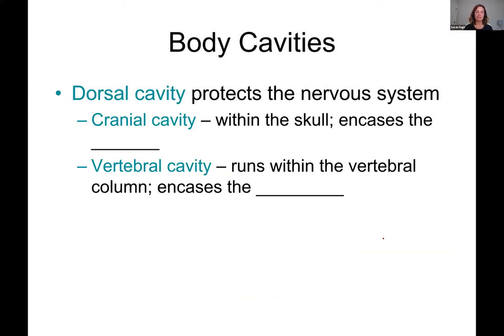The brain and the spinal cord are housed in the dorsal cavity, but surrounding the dorsal cavity, you have cranial bones, you have your skull bones, you also have vertebrae. So it's incredibly protective because there's bone surrounding this soft nervous tissue. So the cranial cavity is going to encase the brain, and the vertebral cavity is going to house the spinal cord.